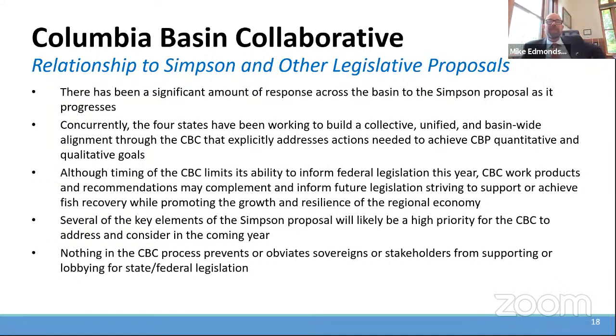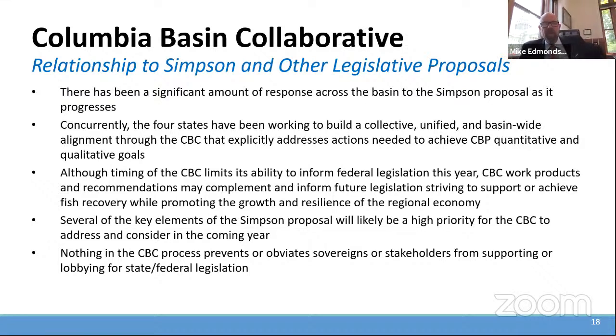So there's been a lot of interest, discussion, debate, and frankly, some well-founded concern about the proposal from Idaho Congressman Mike Simpson, who represents Idaho's 2nd Congressional District. I'm talking about both regionally and even within our ad hoc convening group. As such, I wish to read these points to stay on message with the deliberations within our group and to accurately portray our view. There has been significant amount of response across the basin to the Simpson proposal as it progresses. Concurrently, the 4 states have been working to build a collective, unified, and basin-wide alignment through the Columbia Basin Collaborative that explicitly addresses the actions needed to achieve Columbia Basin Partnership quantitative and qualitative goals.